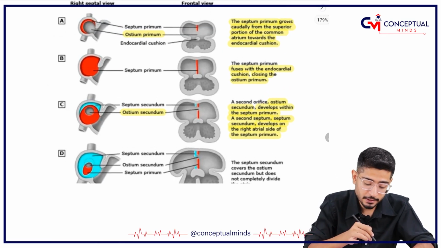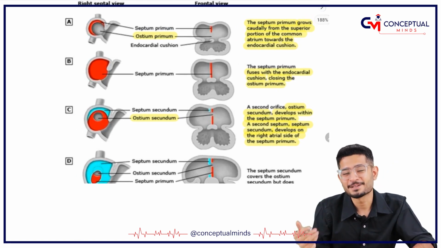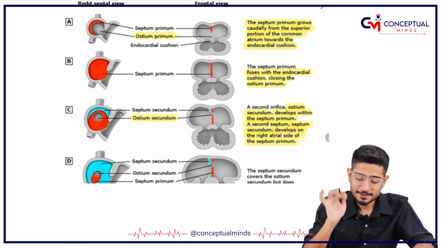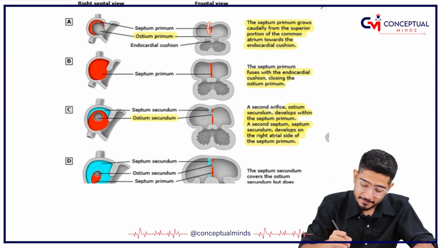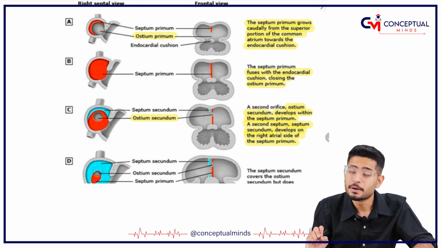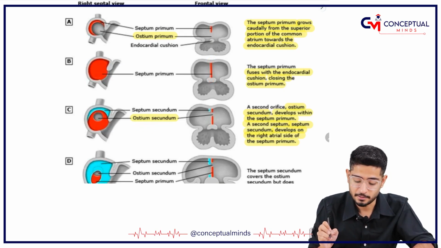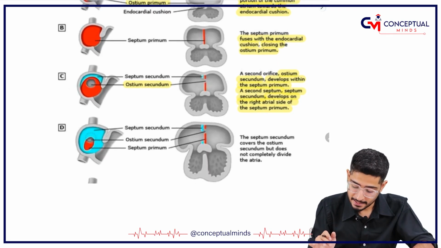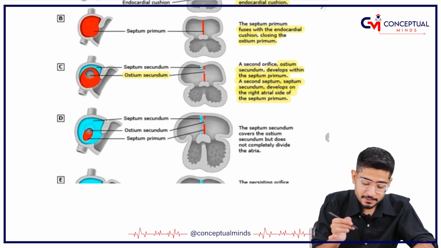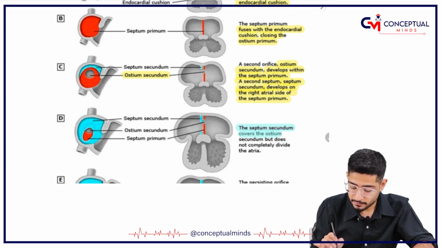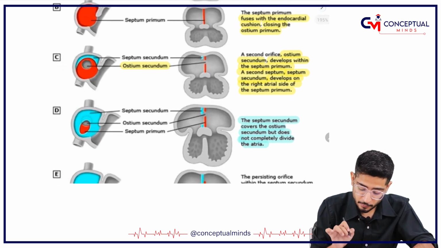Let me quickly rewind for you, because I sometimes get confused while discussing this topic. This is the septum primum. It has to fuse with the endocardial cushion and close this gap, the ostium primum. Then in this septum primum, the red one, a hole develops that is called the ostium secundum. What happens next is that the septum secundum covers the ostium secundum but does not completely divide the atria. Can you see carefully what is happening?